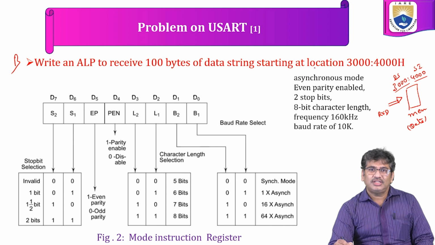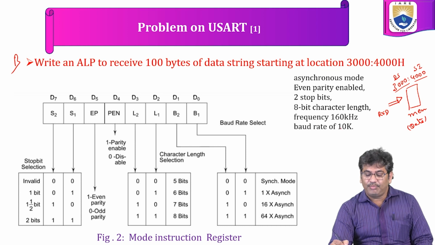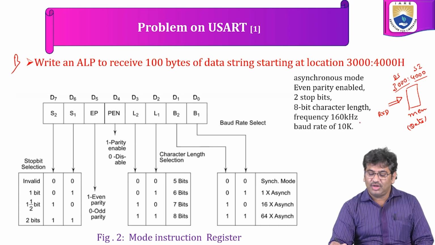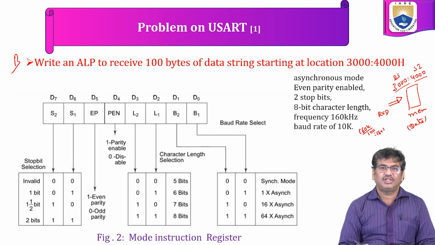The given specifications are: the receiver is in asynchronous mode, even parity is enabled, 2 stop bits are required, the data to be received is 8 bit character length, the frequency is 160 kHz for receiving, and the baud rate is 10 kHz. So here the ratio is 160k divided by 10k, which gives us 16:1 asynchronous mode. First we have to configure the mode instruction register.